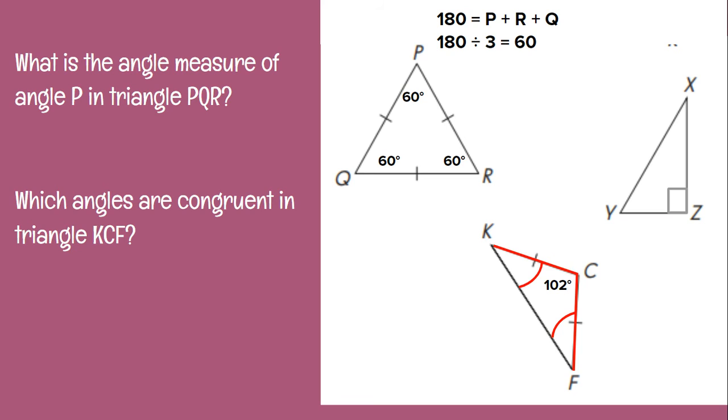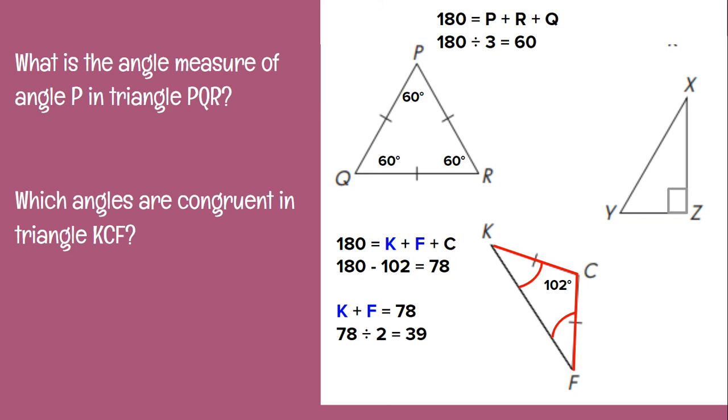And since they told us that angle C equals 102 degrees, we can do the math and figure out what K and F equal individually and together. Since all three of them equal 180 degrees, we can subtract 102 from 180, and that gives us 78. Since we have two equal groups left for K and F, we can divide 78 by 2, and that gives us 39 degrees.